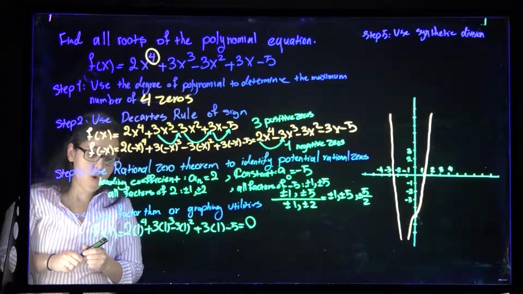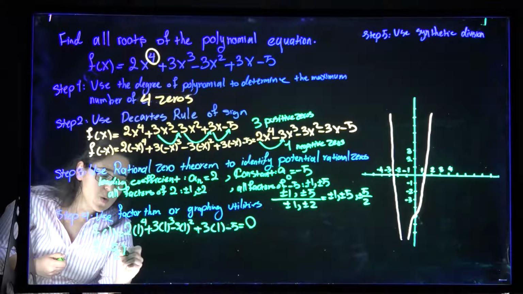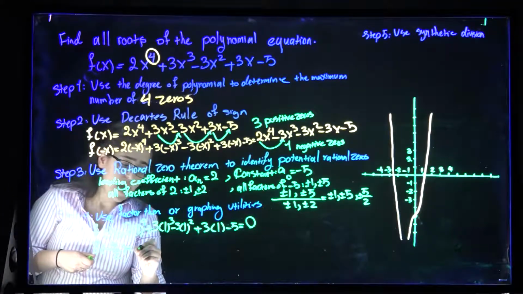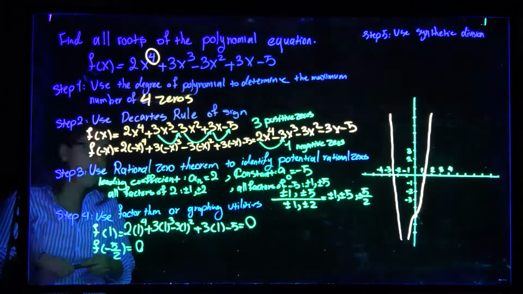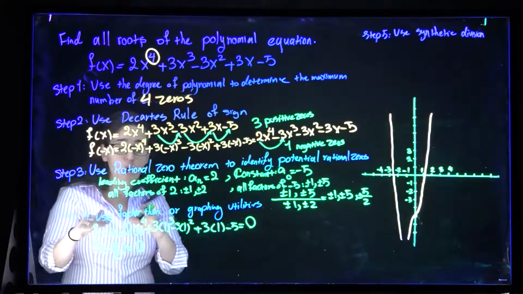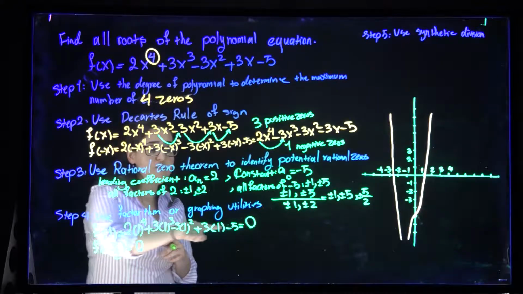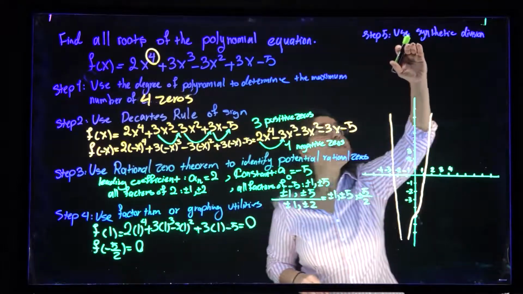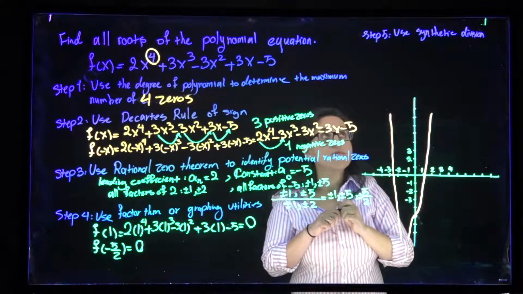I also can go ahead and just plug in the -5 over 2 into my function. And surprisingly, again, I'm going to get 0 if you just plug it into the function. This is using the factor theorem. But also, let's say we just plugged in 1 and we found that 1 is one of the zeros. We can use synthetic division to find out the rest of the zeros.